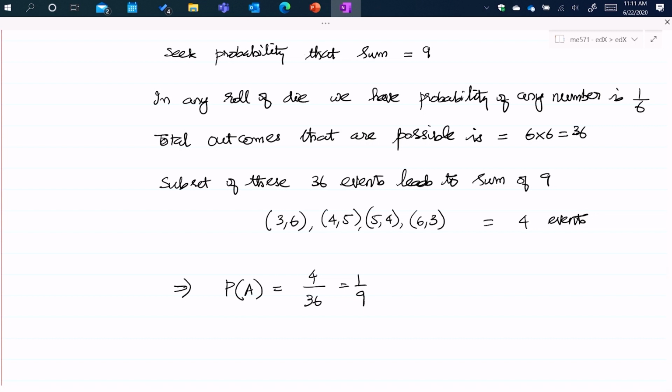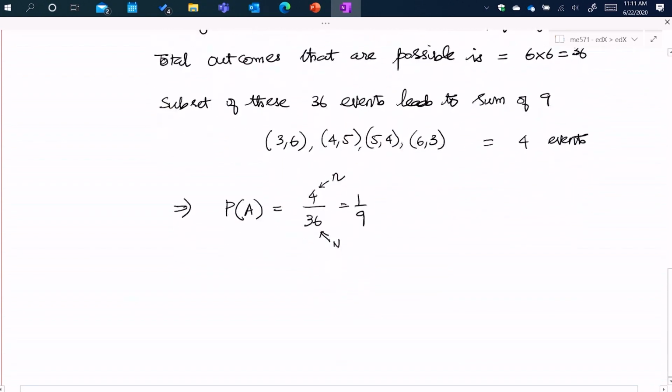Again, by enumeration. So this is little n, this is cap N. So by enumeration, that is the probability that the sum of two dice would be equal to 9. Okay, so let's move on to example number 3.